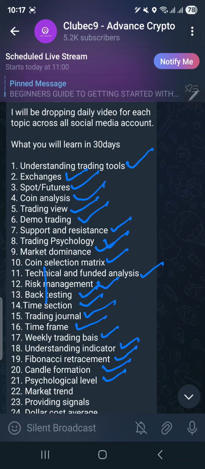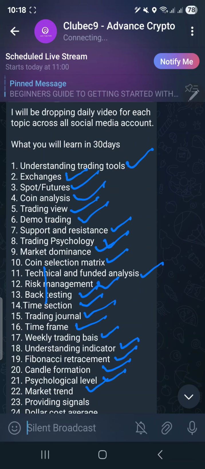Then we have market trend. This is the heart of understanding how to make money. This is where you make money in trading. If you don't know the market trend, there's no way you will be able to determine where to go or where not to go, when to go long and when to go short.